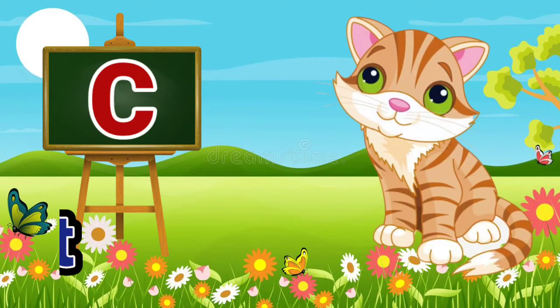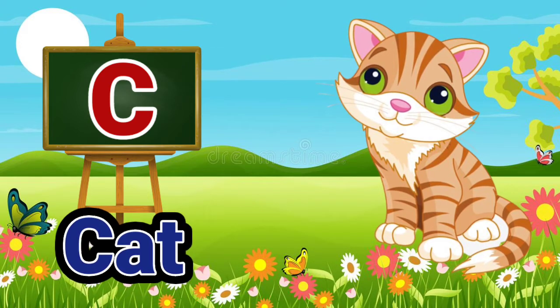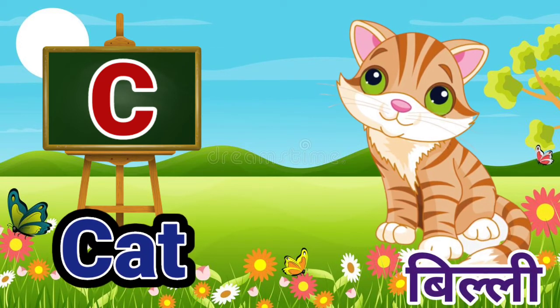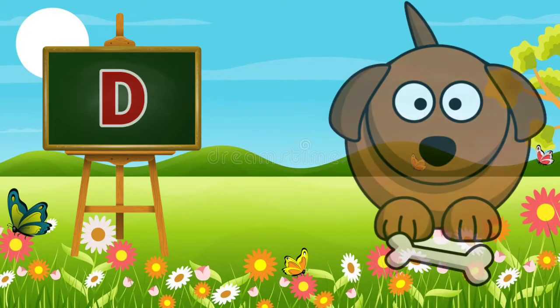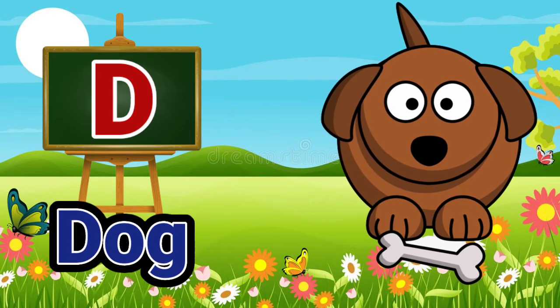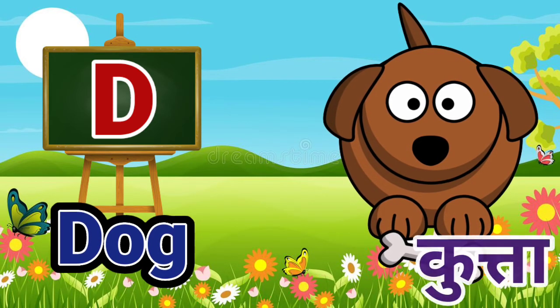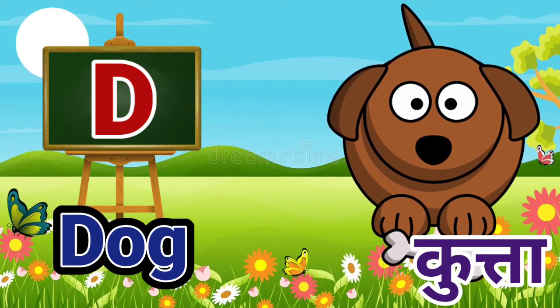C for cat. Cat means billy. D for dog. Dog means kutta.